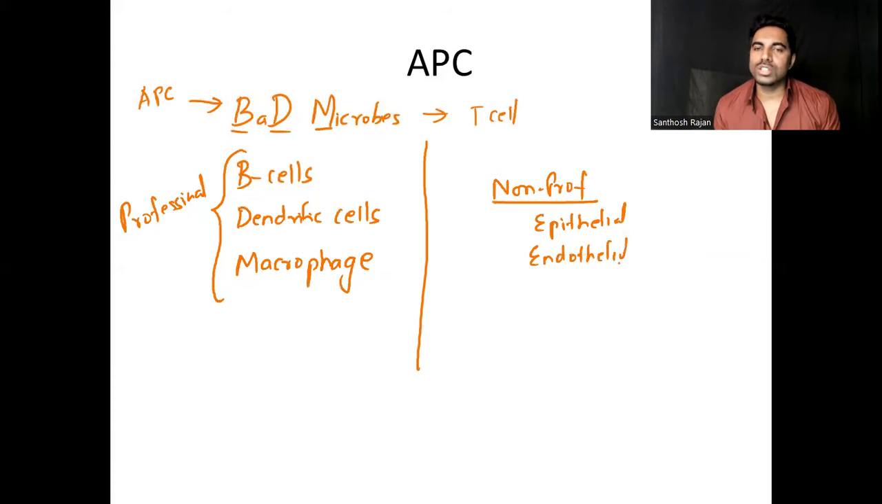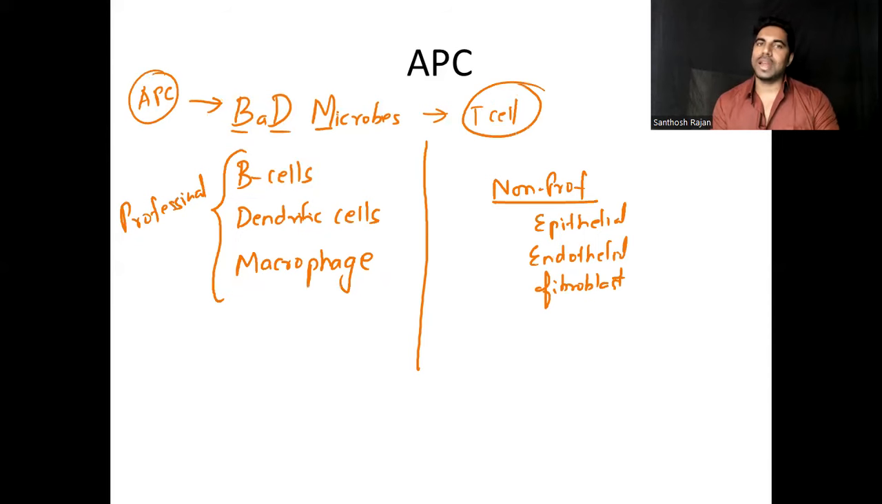This is not much asked, so don't worry. Fibroblast, etc. But still, they have this antigen presenting property. So these are the main things. Okay, that's it. We have finished. Bad microbe. Shortcut for APCs, bad microbe. Antigen presenting cell presents the bad microbes to T cells. Remember like that, okay? Bad microbes.